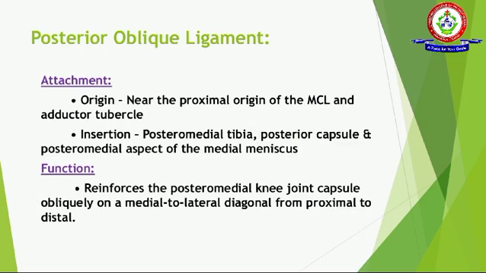Next, posterior oblique ligament attachment. It gets originated near the proximal origin of the MCL and adductor tubercle and get inserted into the posterior medial tibia, posterior capsule and posterior medial aspect of the medial meniscus. Function. It reinforces the posterior medial knee joint capsule obliquely on a medial to lateral diagonal from proximal to distal.